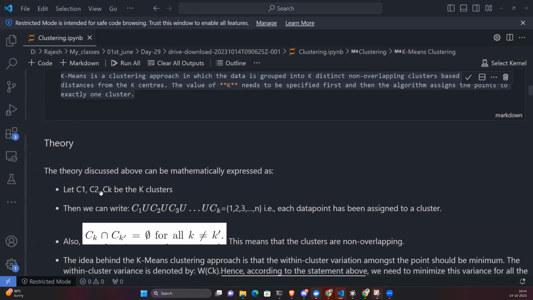Let C1, C2, up to Ck be the K clusters. Then we can write C1 union C2 union C3 union C4 and so on, union Ck, is covering each data point. Each data point has been assigned to some particular cluster, no doubt. And it will never be possible that one data point belongs to two or more clusters. That is not going to happen in practice.